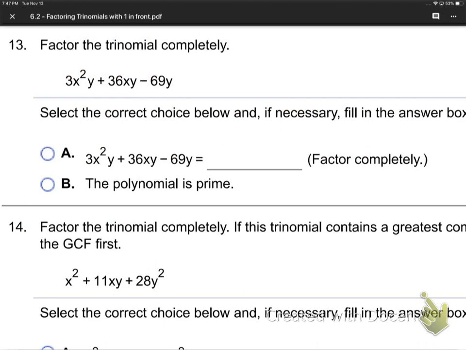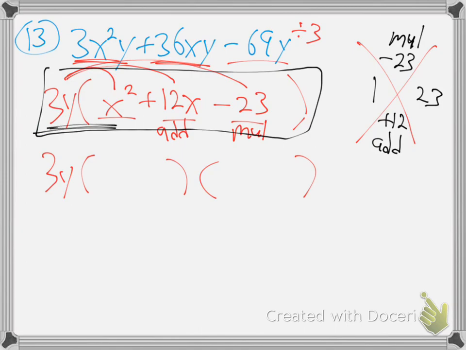See back here? That's how far we can go. Yeah, that's as far as we can go. That's the answer. See how they have this option here? The polynomial is prime. Prime means not even one step was taken. We took a step. We just didn't take any more. Well, this is our answer. This is a fine answer. You only answer prime if you can't even do one step.